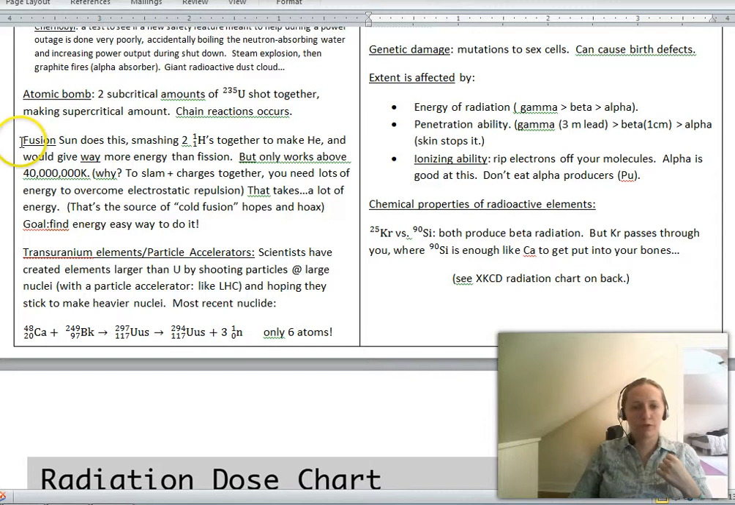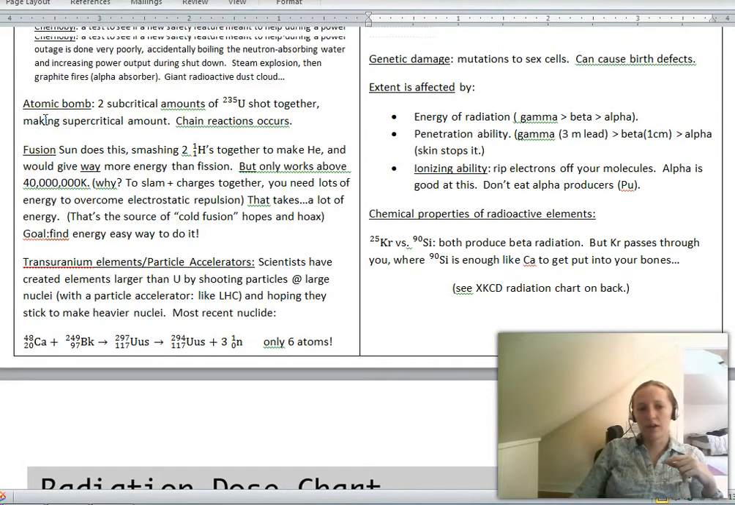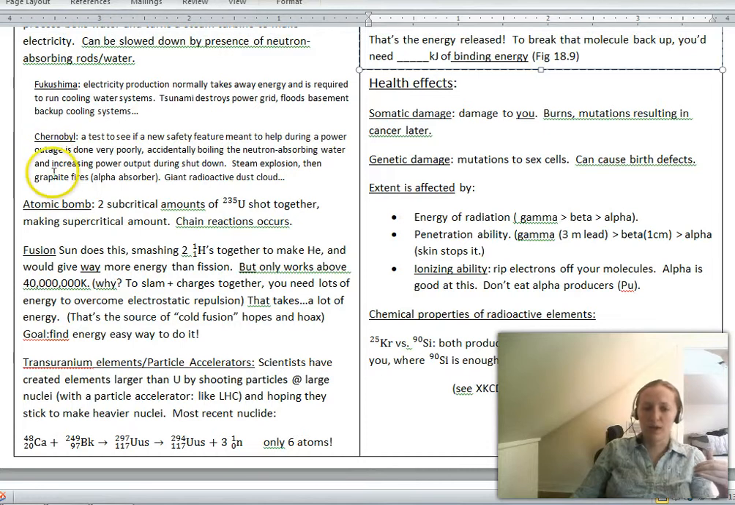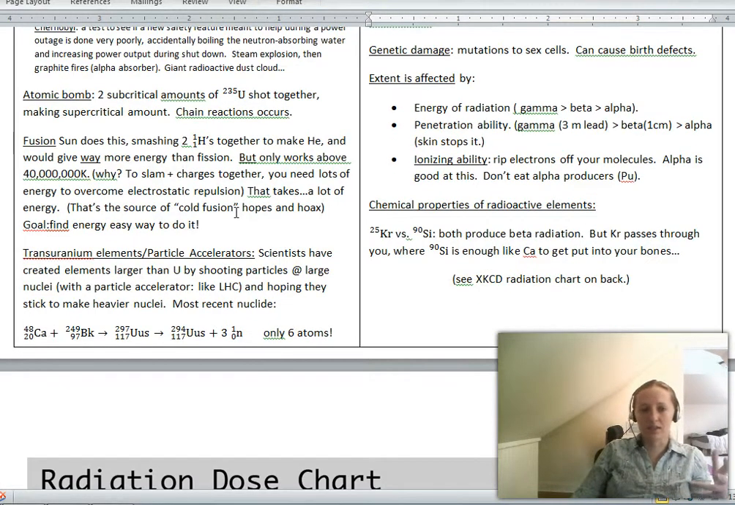So that's atomic bombs. Fusion. Fusion, instead of nuclear power plants and atomic bombs using uranium-235, which, if you remember, is a fission process. Fusion is what happens in the sun and in stars in general, and this is taking two hydrogen nuclei and smashing them together to make helium. This gives way more energy than fission, if you remember back to your nuclear binding energy chart.